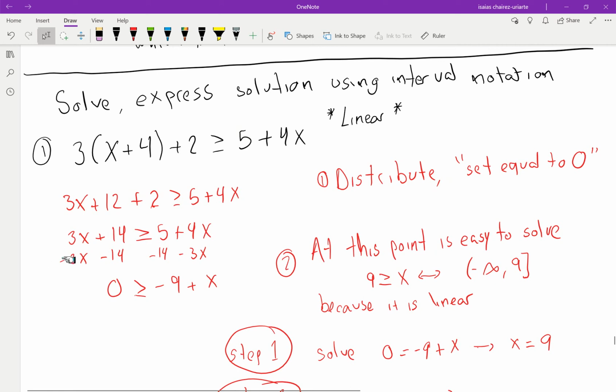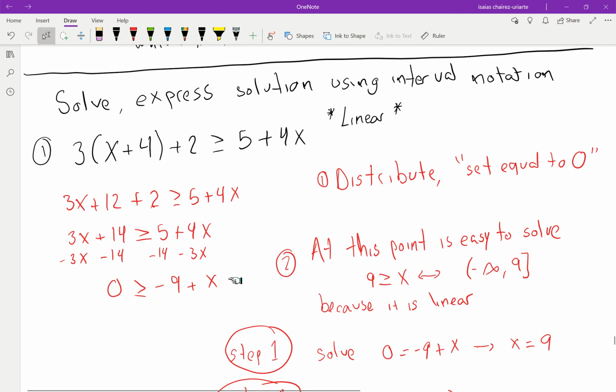That means I need to subtract a 3x and subtract a 14. And if I do that, I end up with 0 is bigger than or equal to negative 9 plus x. This right here is a polynomial inequality. It's a polynomial of degree 1.